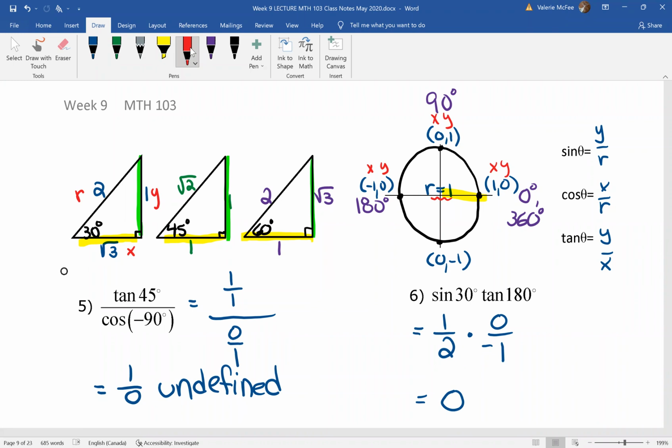Go to the Pearson homework assignment for this week. Practice these questions. Draw the triangles and the unit circle from memory a couple of times before you do the next video lesson.